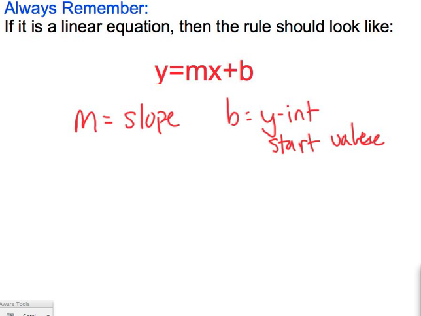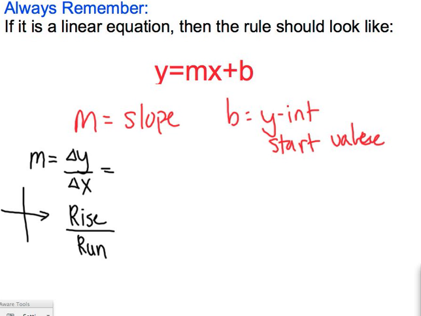Now, a couple of things we need to review about slope. Slope is delta y over delta x. Remember that delta means how much did y change? What did it grow by? So one way we think of this is rise over run, since y is up and down and x is left and right on the graph. y is the vertical axis and x is the horizontal. We can think of it as rise over run.